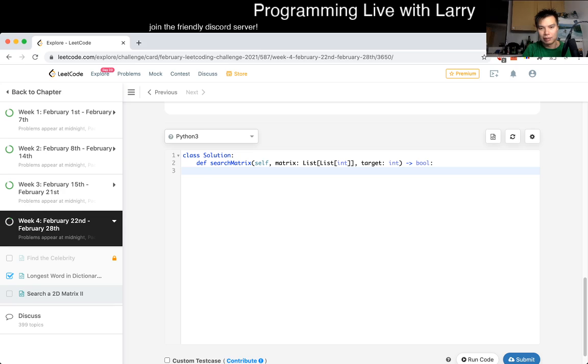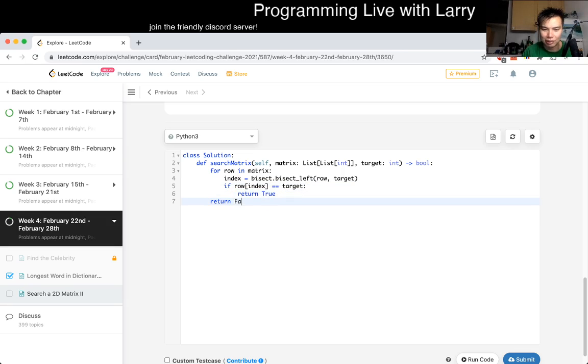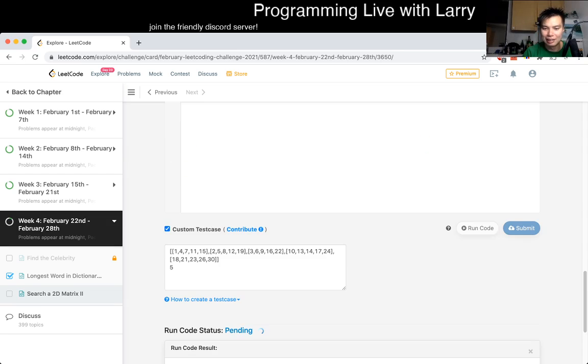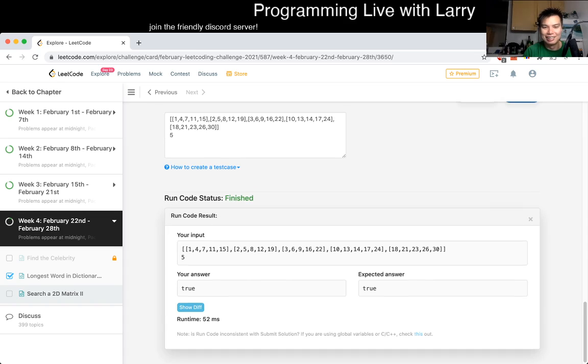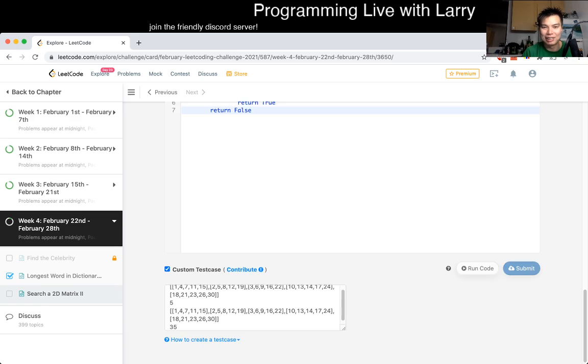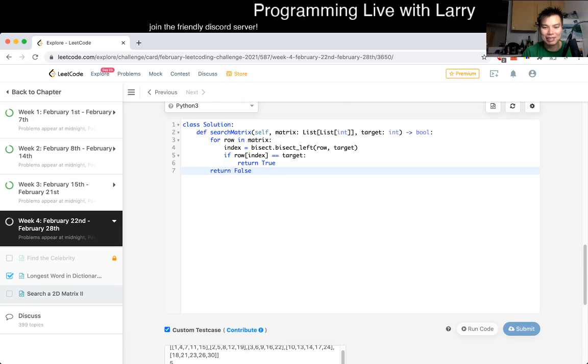So for row in matrix, bisect dot bisect left, row of target. If row of index is equal to target, return true, return false, right? So that's basically what I would do during a contest. And as you can see, this is done very quickly. I know that I talked a lot, but if this was a contest, I definitely would have done this already. And this is what I would submit, especially if this was an easy problem or something.